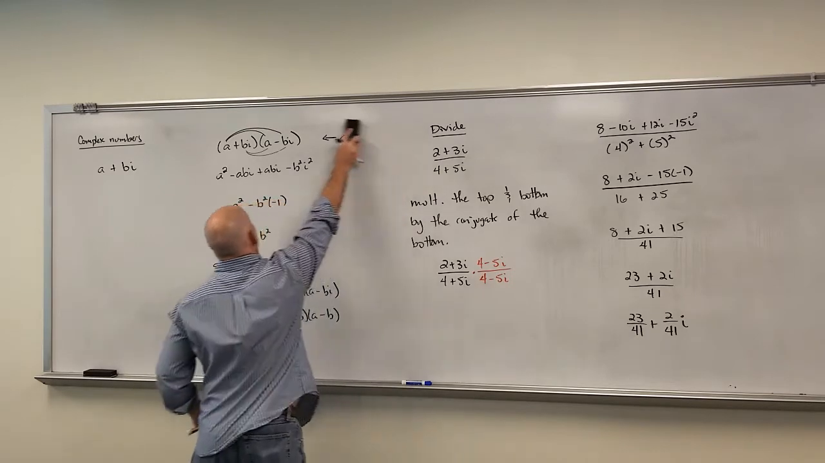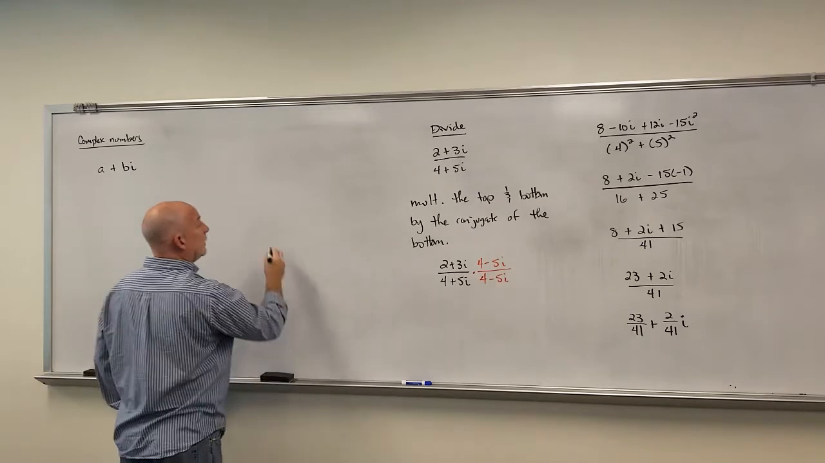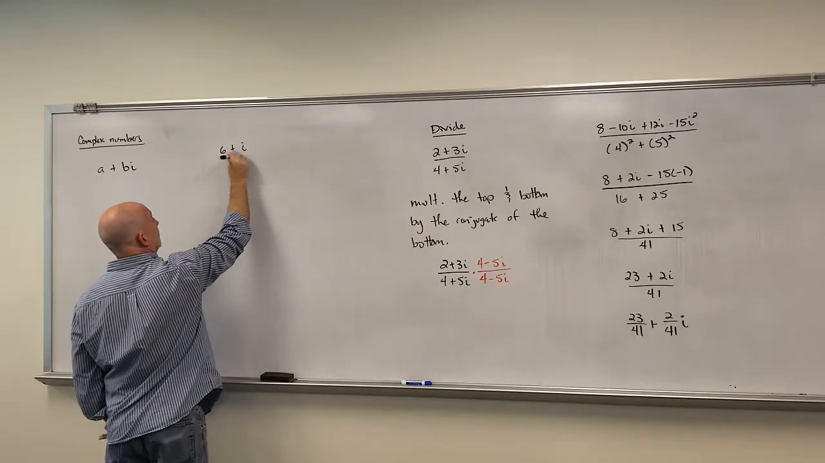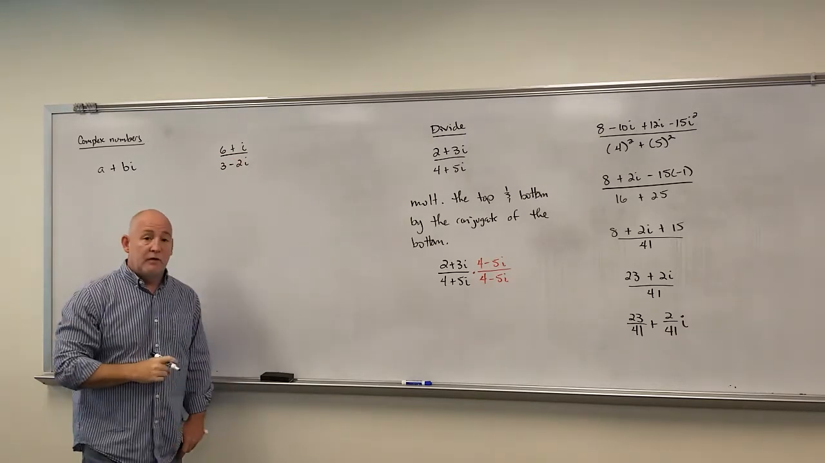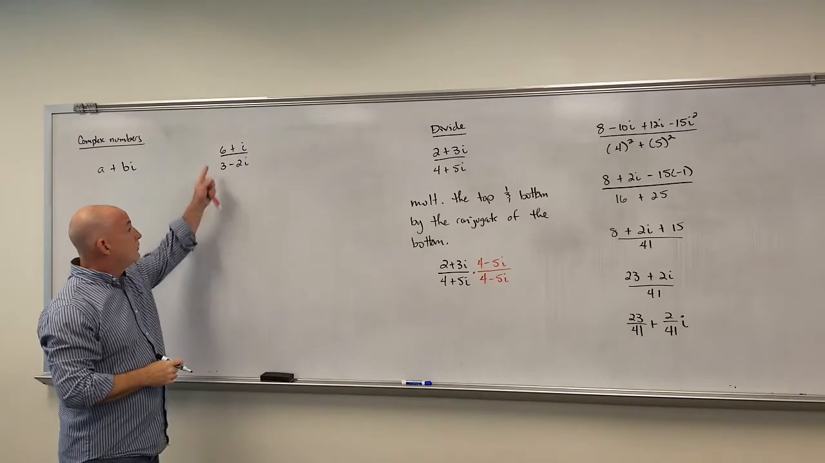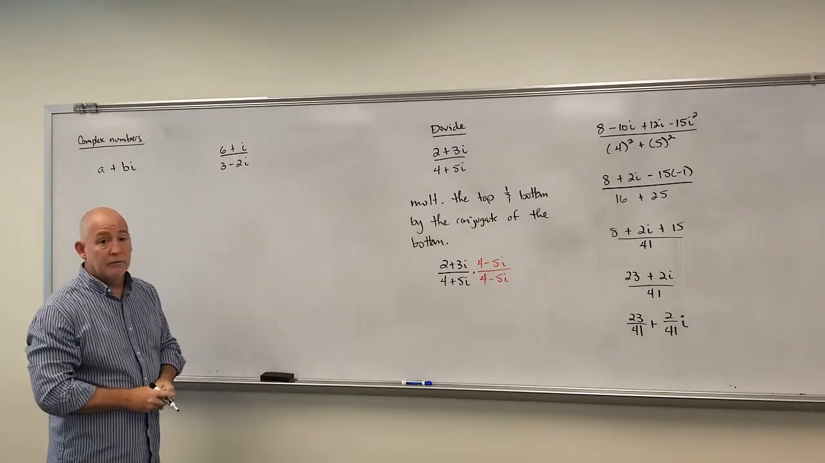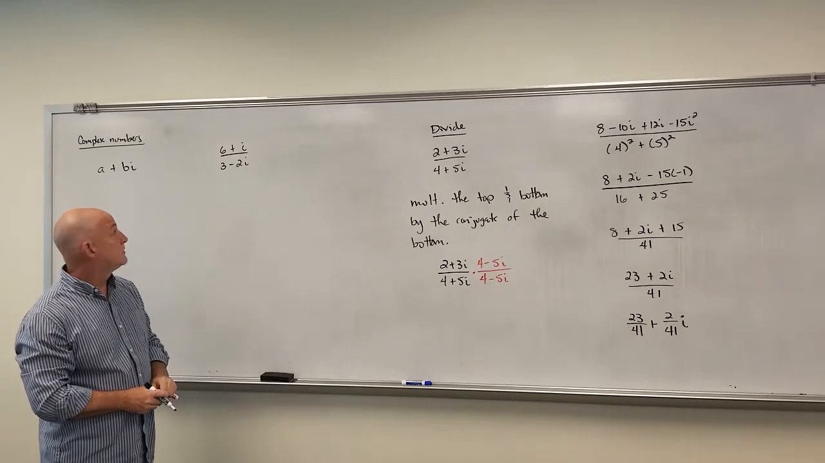So let's try one more of these. I'll give you guys one to try, and that's going to finish us up for our arithmetic. So what if I had 6 plus i over 3 minus 2i? All right, do me a favor, hit pause on the video. See if you can divide, air quote, divide these two complex numbers. All right, you're back. Let's see how you did.